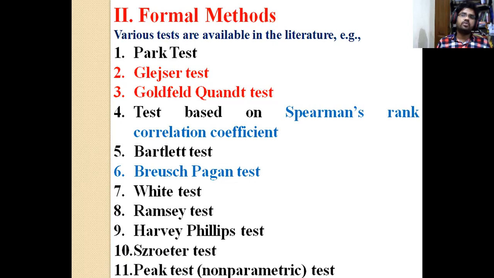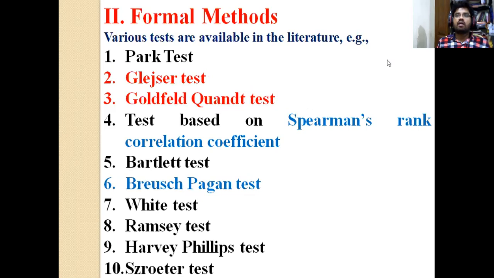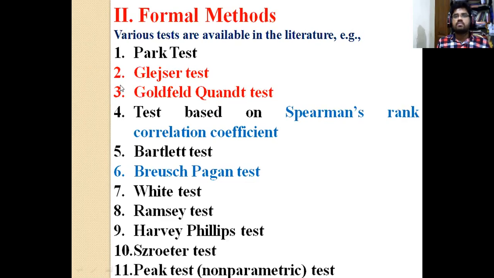I think in the recent UGC exam, they might have asked that. Match the following: they will give heteroscedasticity on one side and the tests on the other side. The Park test, Glejser test, Goldfeld-Quandt test, Spearman rank correlation test, and Breusch-Pagan test. These are the main 4 or 5 tests which are very important, which we will discuss today.